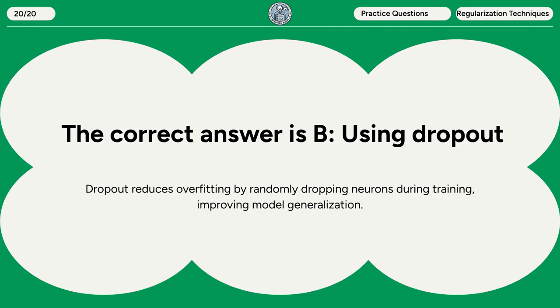The correct answer is B. Using dropout. Dropout reduces overfitting by randomly dropping neurons during training, improving model generalization.